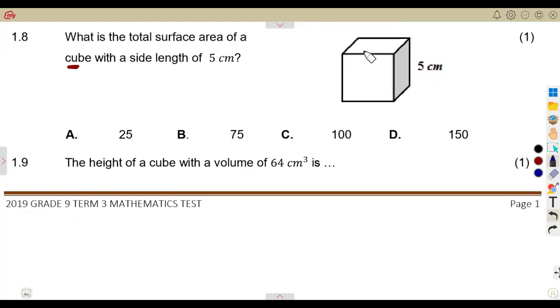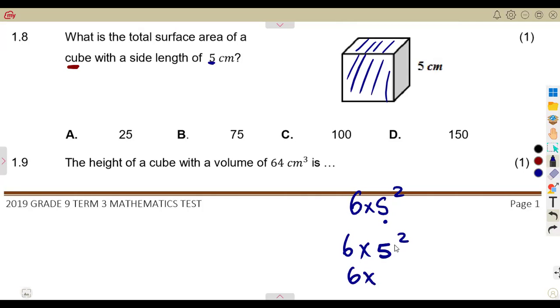So just for revision's sake, for a cube, all the faces that you see there are the same, so it follows that the total surface area is given by 6 times side squared. 6 times the area of one side. So it's 6 times one side, which is 5 centimeters. So that's 5 squared. It's going to be 6 times 5 squared, which you can just use on your calculator, which is 25 times 6, going to be 150. So the total surface area was going to be D.